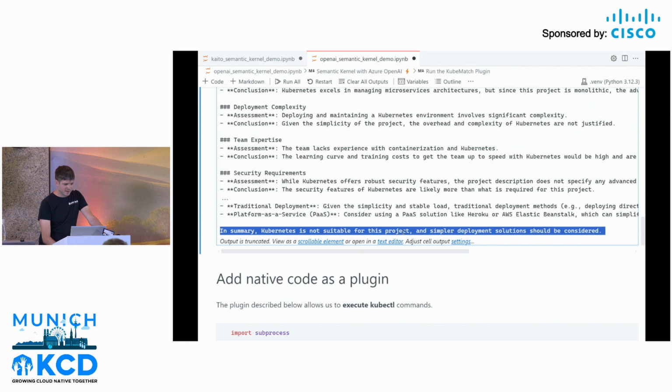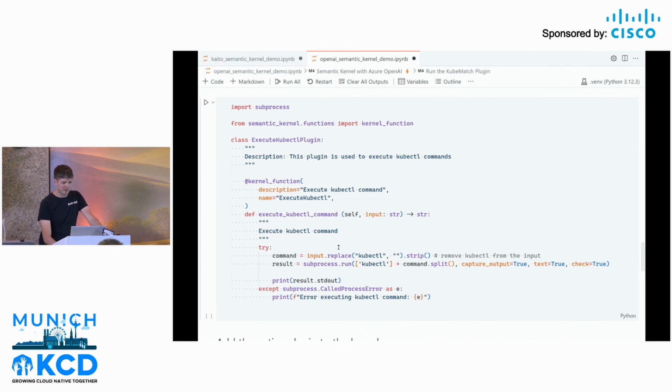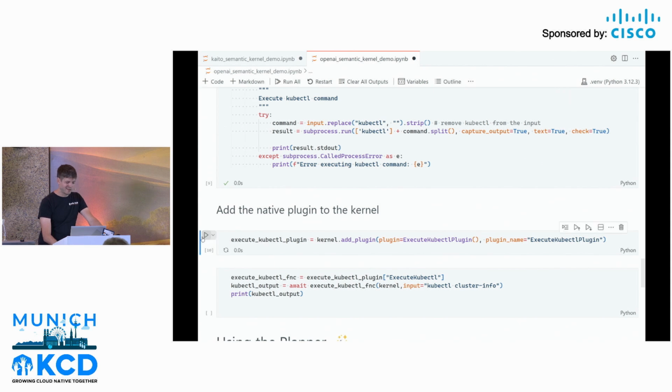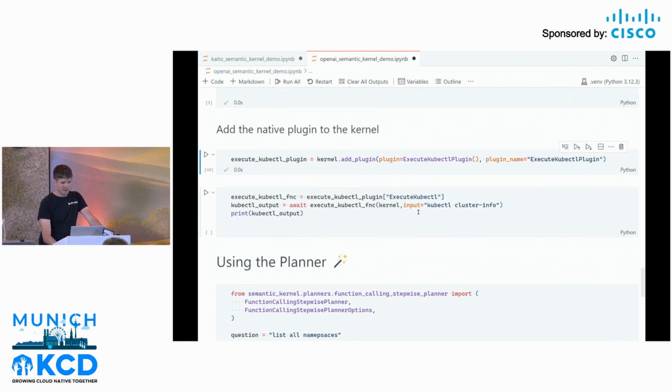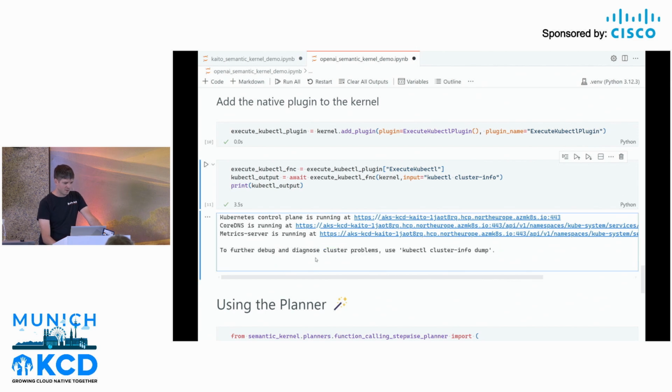And the last thing I want to show you is, right now we just covered the prompt type of plugins. We will now add a native plugin. And this native plugin is just a few lines of code that allows us to execute kubectl commands using Python. So we just run that here. Again, we need to add this plugin to the kernel, and then I will try to execute this command using kubectl cluster-info as the input string. We now should get the output of the cluster that is hosting the Kaito model right now, or the Falcon model with Python. Okay, so this works.